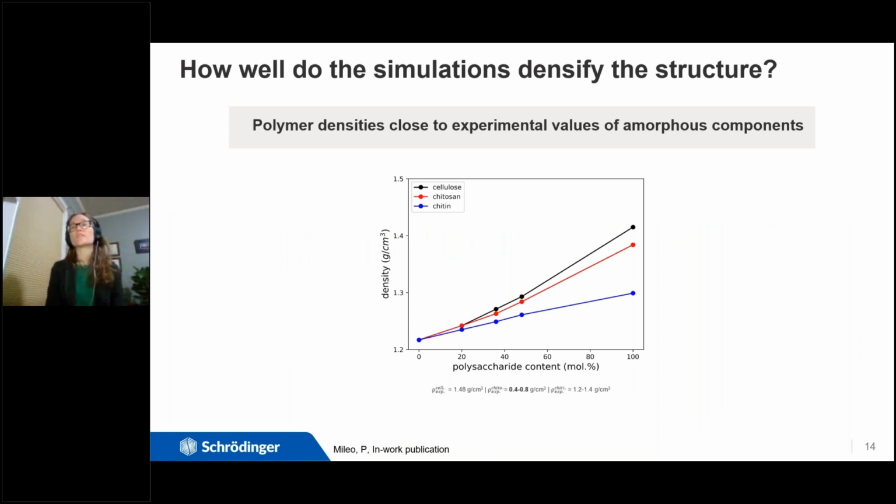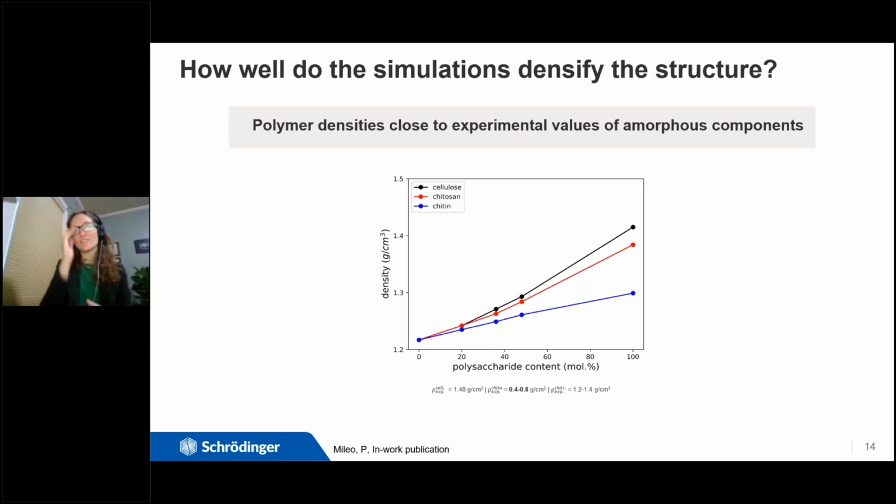So one of the first questions to ask is, when we densify these kind of structures, are we getting the right density? So here we're looking at a densified simulation and what is the density of these mixtures of polylactic acid with different polysaccharides. So on the very leftmost point of these plots is going to be the polylactic acid, and on the very rightmost at the 100% is going to be the different polysaccharides. And so we can see that the polylactic acid density and the different polysaccharide densities align with experiments.